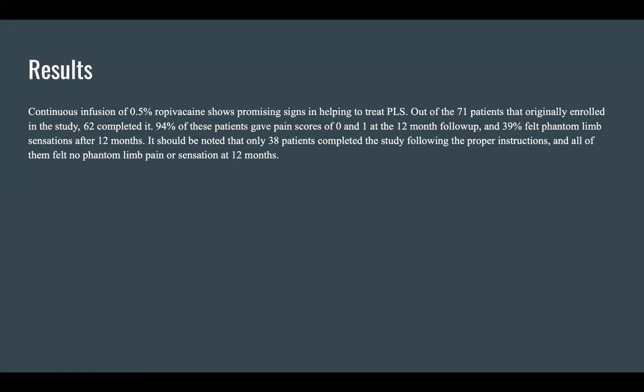A continuous infusion of 0.5% ropivacaine showed promising signs in helping to treat PLS. Out of 71 patients that originally enrolled in the study, 62 completed it. 94% of these patients gave pain scores of 0 and 1 at the 12-month follow-up, and 39% felt phantom limb sensation after 12 months. It should be noted that only 38 patients completed the study following the proper instructions, and all of them felt no phantom limb pain or sensation at 12 months.